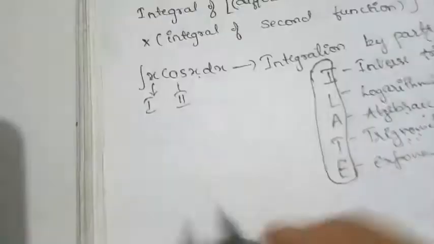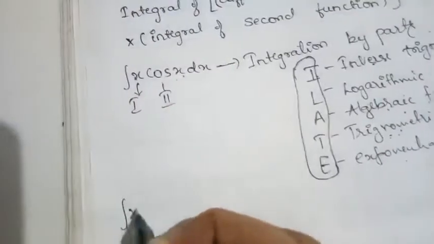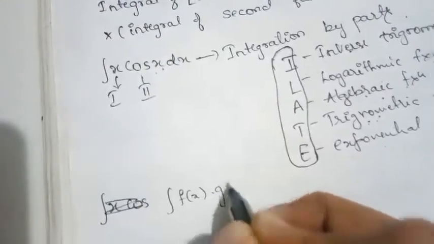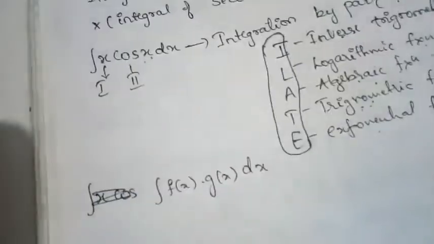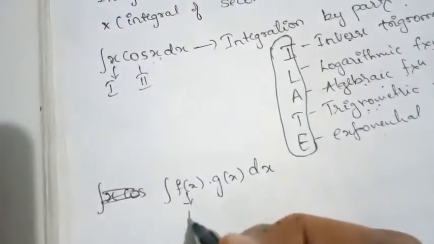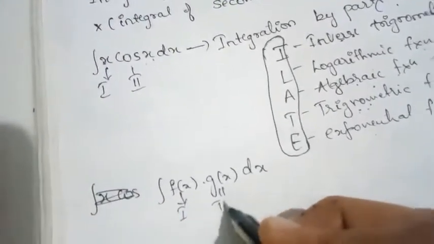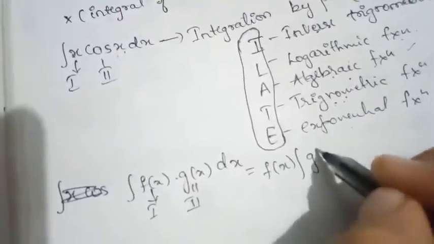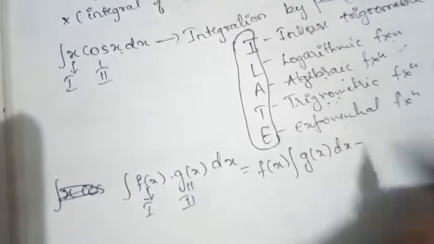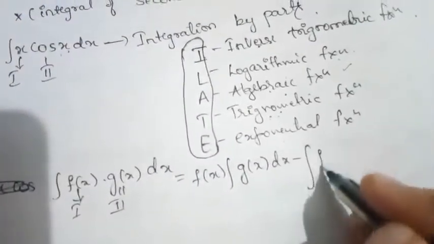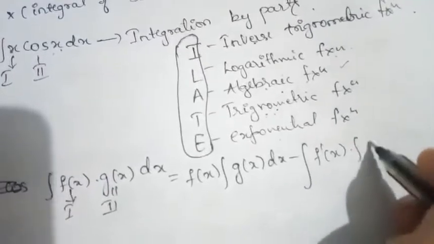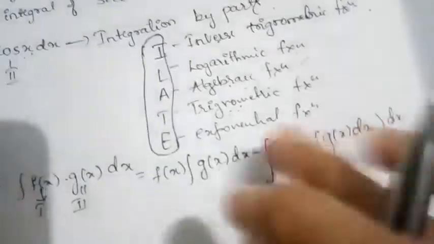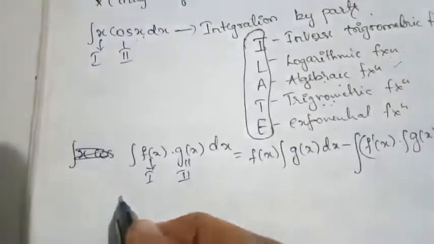For your convenience, in the beginning I am writing the formula of f(x) into g(x), so that you can understand it very easily: this one is first and this one is second, and this is how we deal with it. First function, integration of the second function, minus integration of the differentiation of the first function into integration of the second function, into this whole integration of this product. So what was our given question?